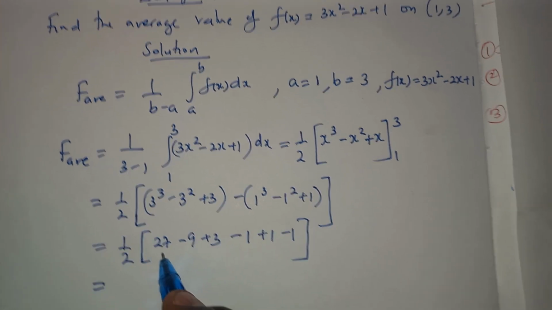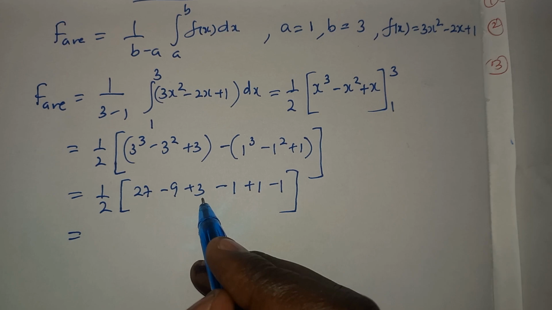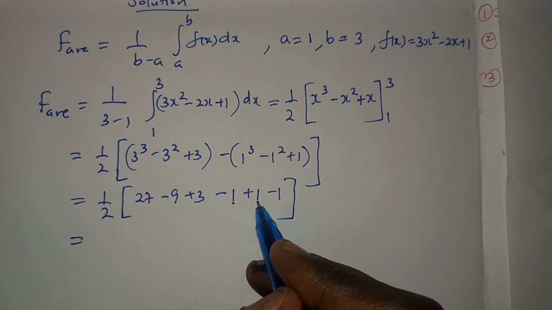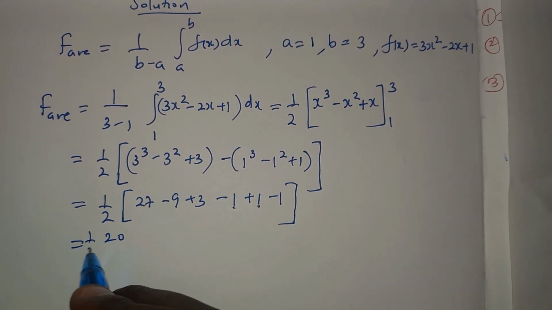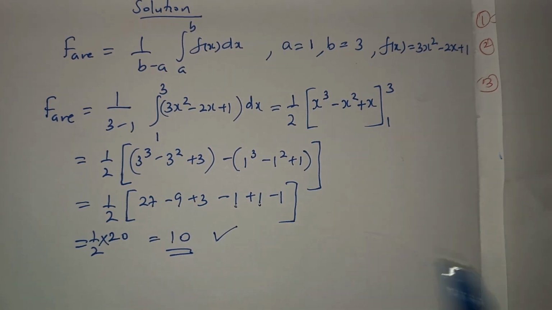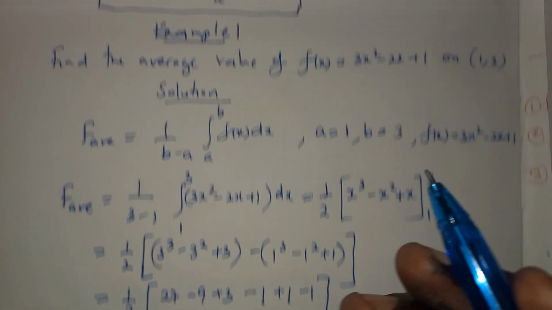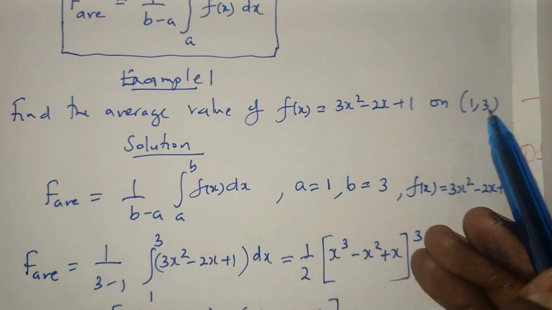Now 27 minus 9 is 18 plus 3 is 21. When you subtract 1, you get 20 plus 1 is 21 minus 1 is again 20. So this will be 20, a half of 20, which is 10. So this gives the average value of f of x on the given interval. Now, let's look at another example.